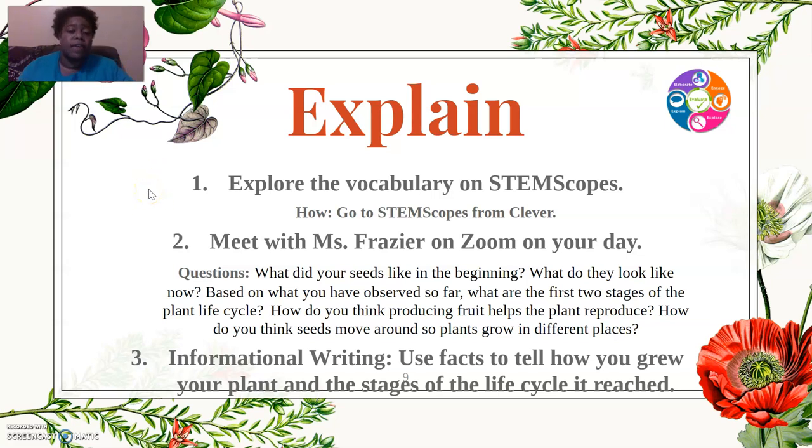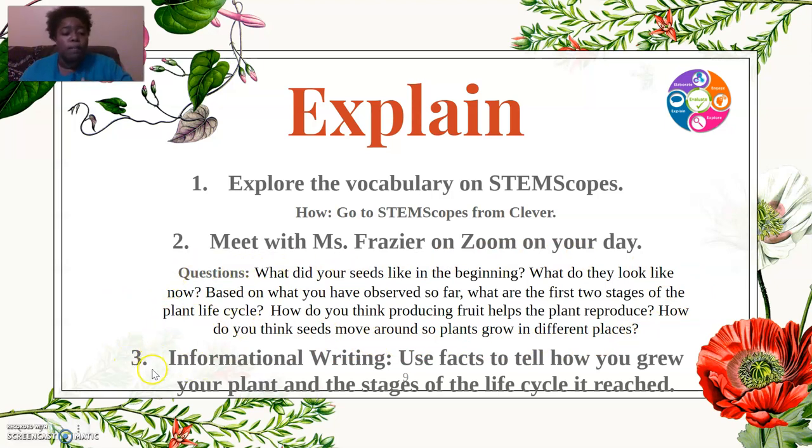So in our explain phase, we have number 1 to explore the vocabulary on STEM scopes. You're going to go to STEM scopes from Clever and you're going to look at the vocabulary for this assigned lesson. Then you have number 2 for your explain phase, where you will meet with Miss Frazier on Zoom for your day. Now, before you meet with Miss Frazier, you're going to meet with your group and you're going to answer some questions and talk to each other. When you meet with Miss Frazier, you should have the answers to these questions. And here are the questions that you should be looking to answer.